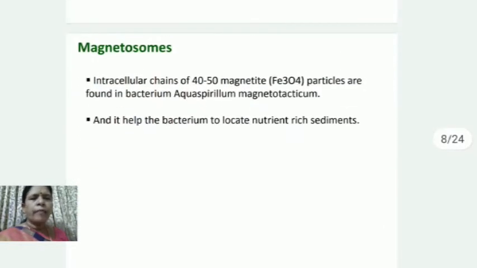Next one, what are magnetosomes? Intracellular chains of 40 to 50 magnetic particles, that is ferrous sulfate particles, are found in bacterium. For example, Aquaspirillum magnetotacticum, and it helps the bacteria to locate nutrient-rich sediments. If they ask in a 3-mark question on magnetosomes, you have to answer these 2 points.